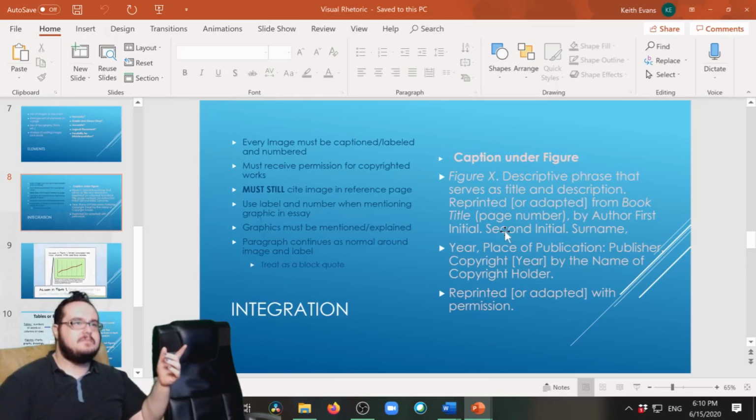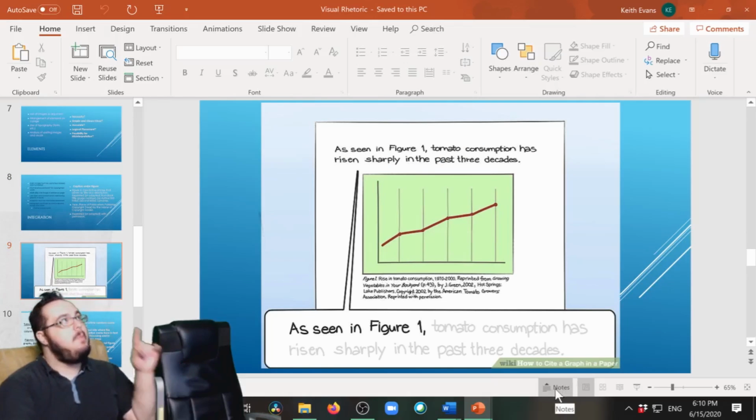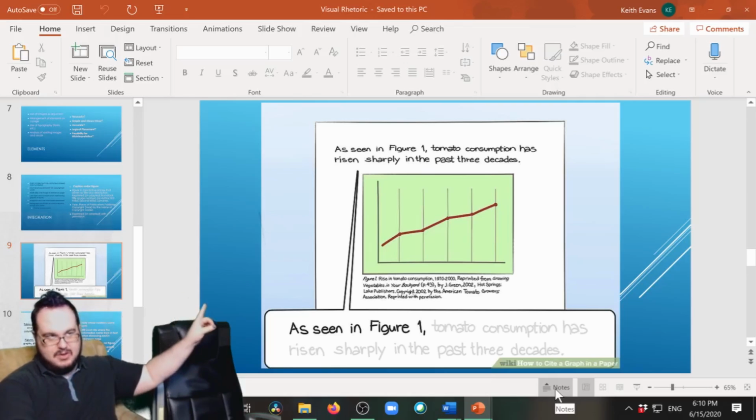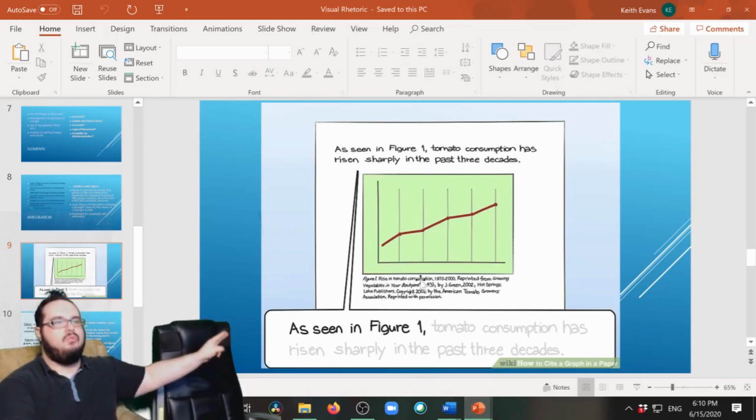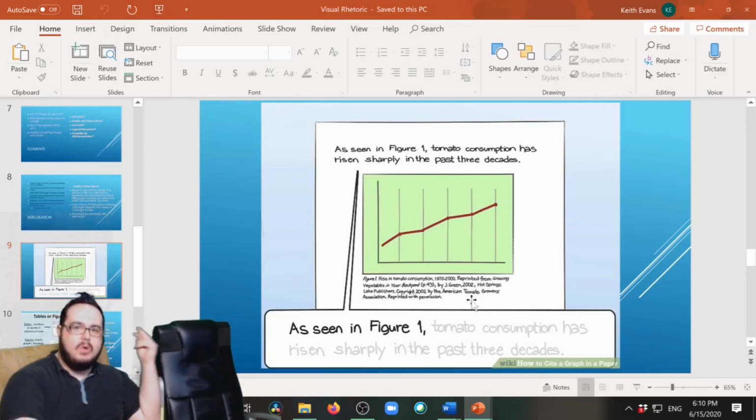But you have to cite it twice. Pictures that aren't yours, you have to cite in a subscript the moment you give this image, and then this citation will appear at the very end in your reference page at the very end of your paper. So you'll have 2 citations per image.